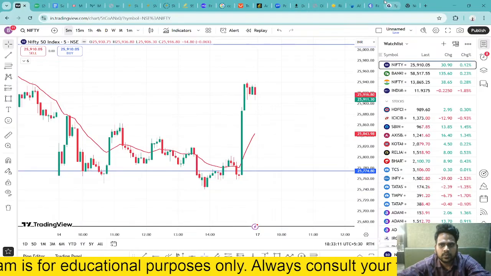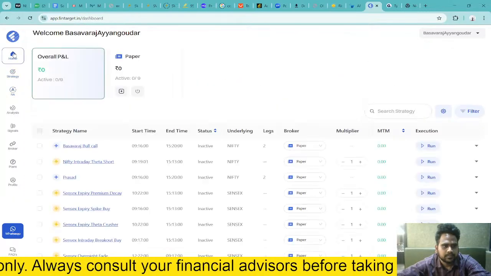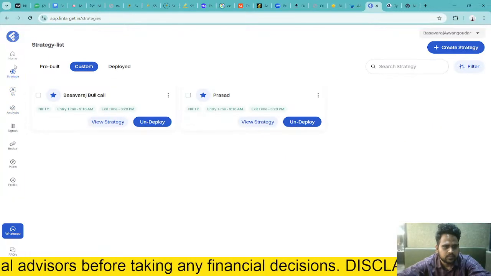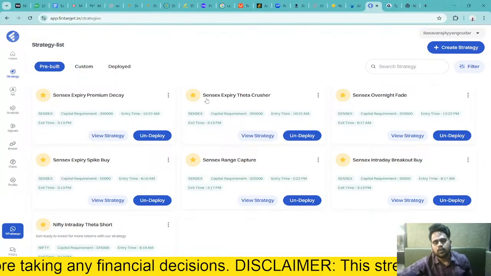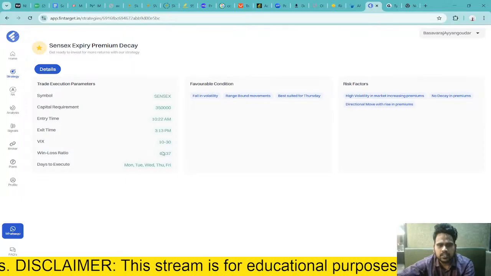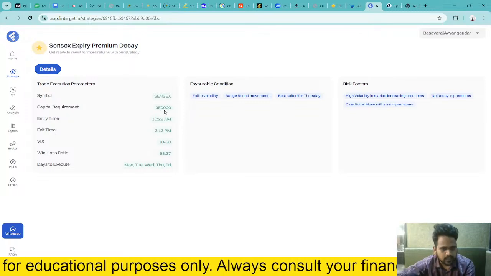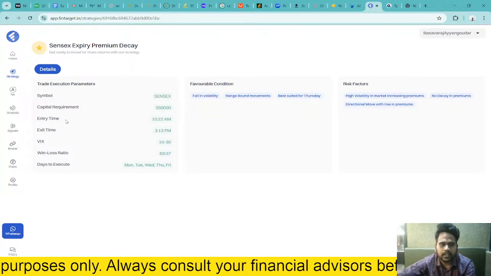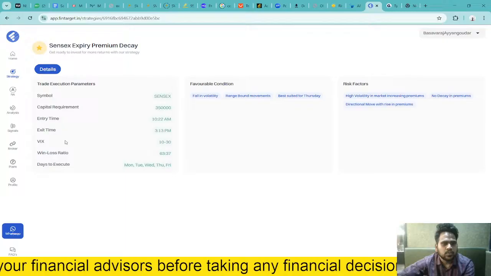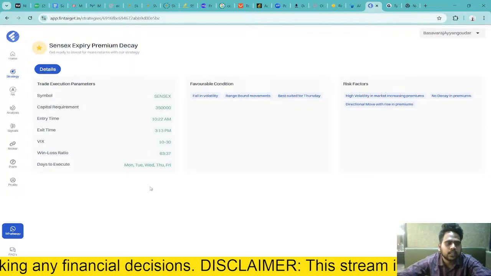You see here also, if I show you, when you click on the pre-built strategy over here, you can see this kind of strategies. When you see view strategies, they will be giving you full data. This is a Sensex strategy. Required capital is 3.5 lakh rupees. Entry time is 10:22 a.m. Exit is 3:13 p.m. VIX is like 10 to 13. So winning ratio, days of execution, everything will be mentioned here.